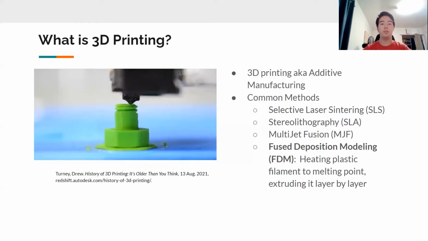However, we will only be focusing on the most common method of 3D printing, known as fused deposition modeling, or FDM. FDM can be defined as the process of heating plastic filament to its melting point, and then extruding it onto a build plate, layer by layer, working upwards until a 3D object is created.